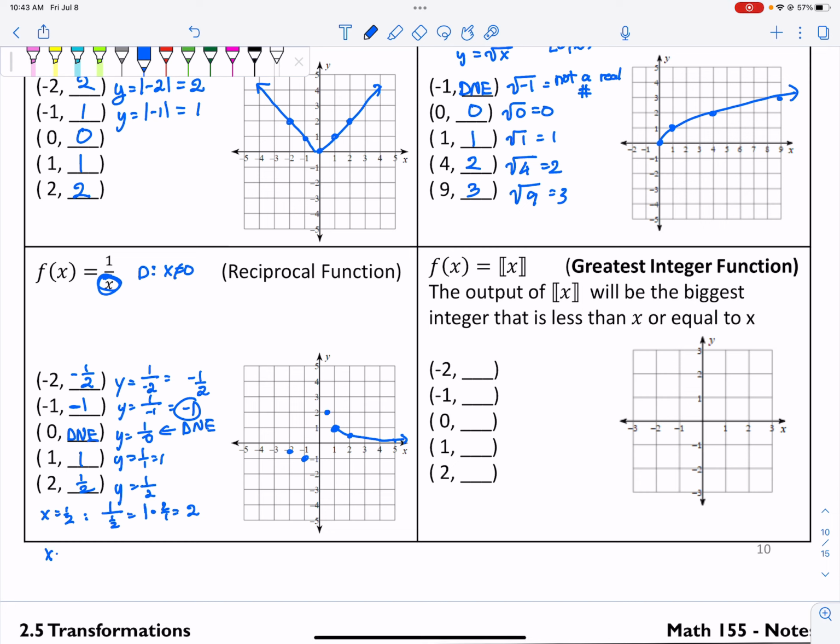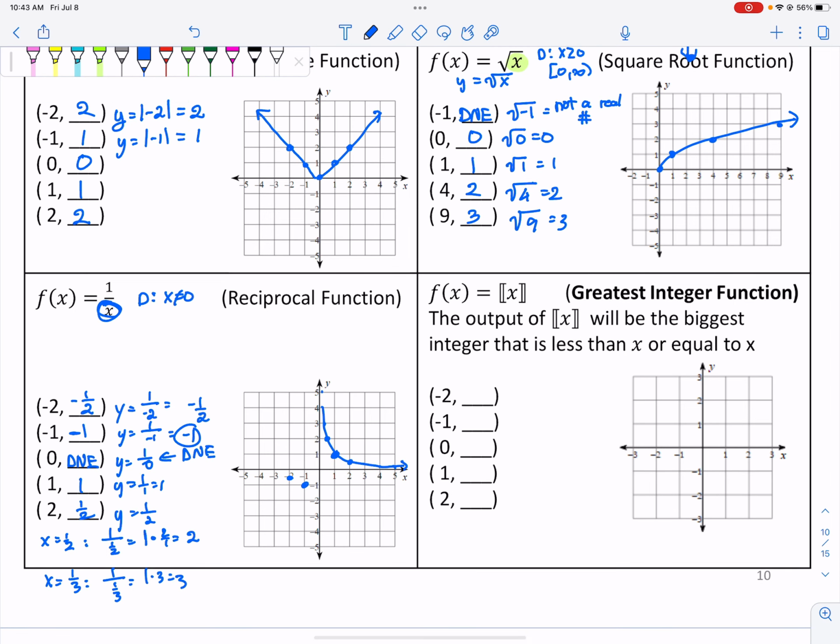And you can kind of see if we were to plug in x equals 1/3, 1 over 1/3 is going to give us 1 times 3, which is 3. So if we plug in a 1/3, we end up with a 3 for the y value, 1/4, a 4 for the y value, 1/5, 5 for the y value. So the graph looks something like this.